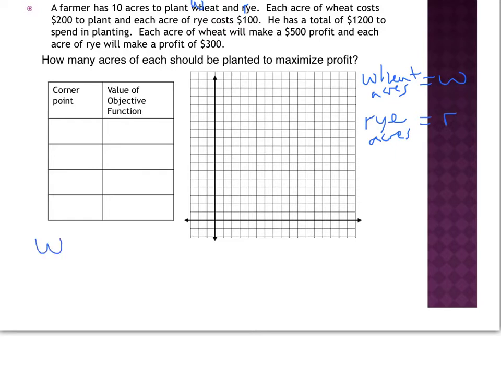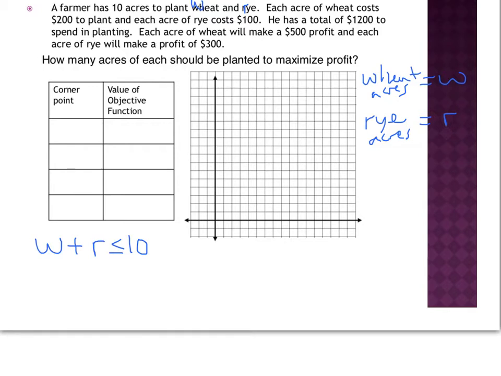Well, if each one's the amount of acres for that plant, we'll have W plus R, and he has 10 acres to plant, so he can't go over 10, but it could be equal to 10, so we have to have less than or equal to 10. He also mentioned something about the cost. The wheat costs $200 to plant, the rye costs $100 to plant, and he has a total of $1,200 to spend in planting. Now, it sounds like we need to put all that into another inequality.